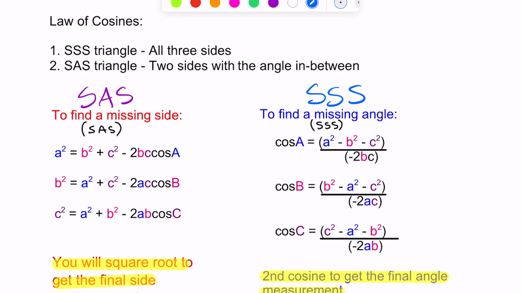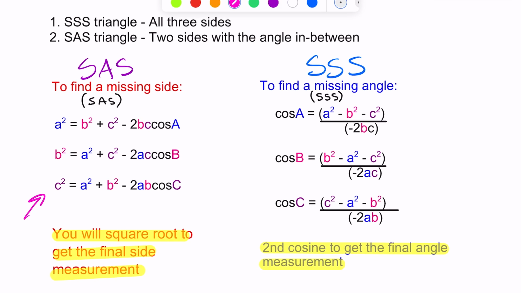Now, on the left here, this is when we need to find a missing side, and that's what this says right here. And then side, side, side. Now, here we're given all sides. That's what that means. And so this is when we need to find a missing angle. Now I'll go through the examples of each one and when we use it and what information we have.